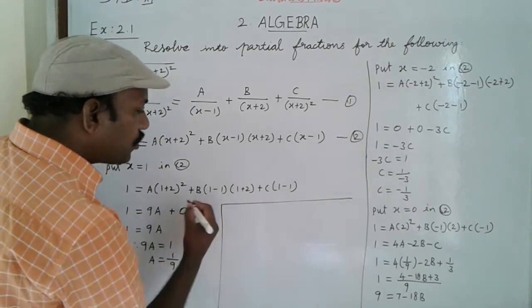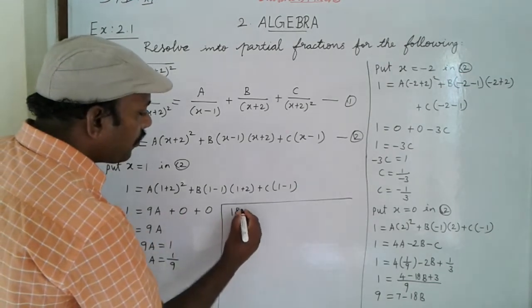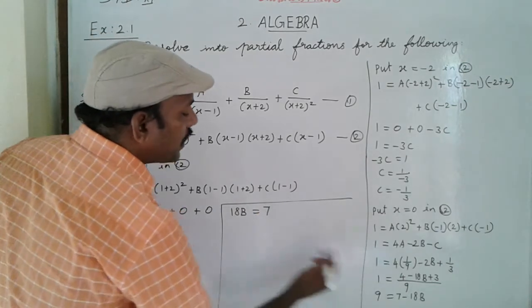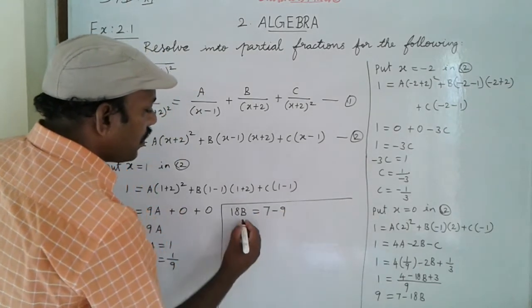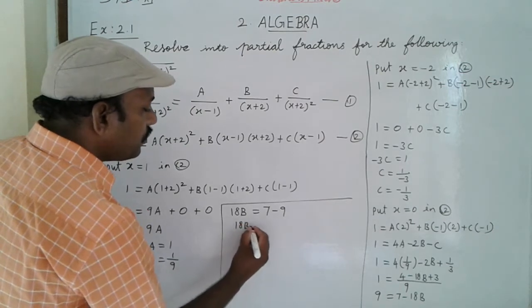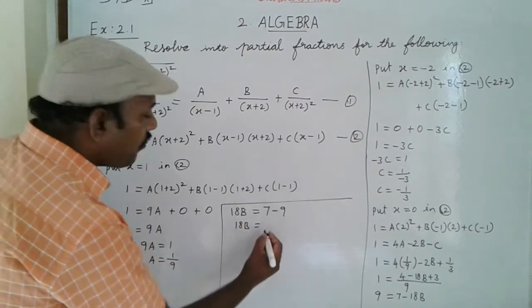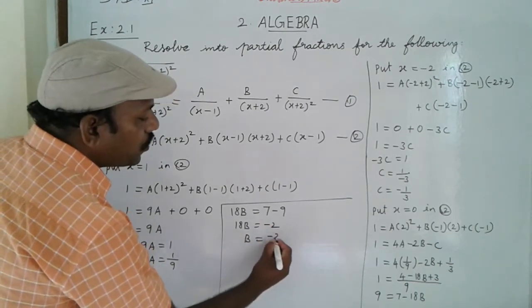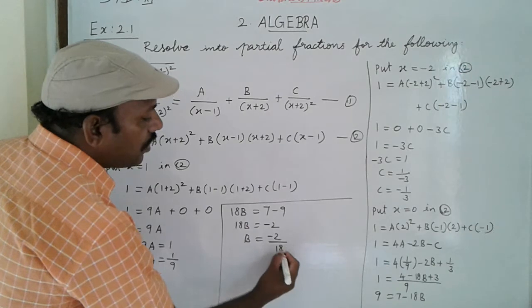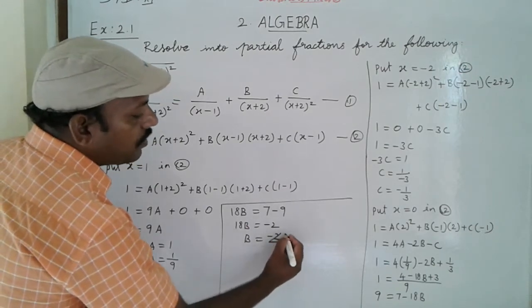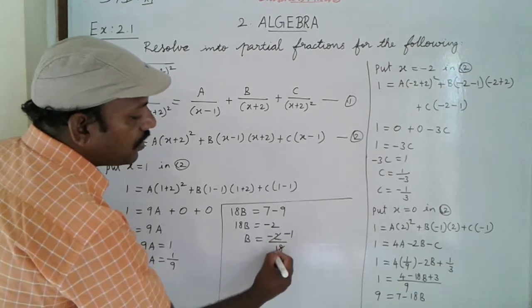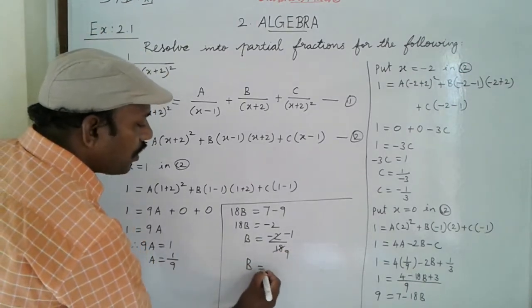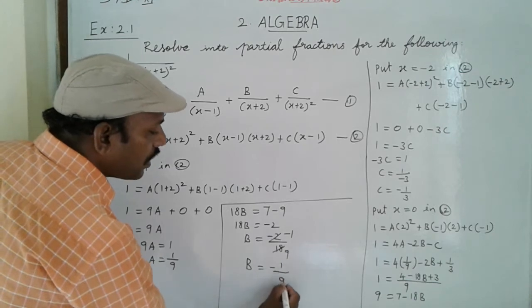9 minus 18b, we should take left, plus 18b equal to 7 minus 9. 9 we should take right hand side, minus 9. So 18b equal to 7 minus 9, which is minus 2. b equal to minus 2 divided by 18. 2 ones are 2, minus 1, 2 nines are 18. So b equal to minus 1 divided by 9.